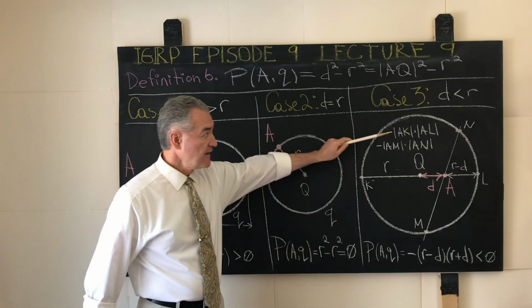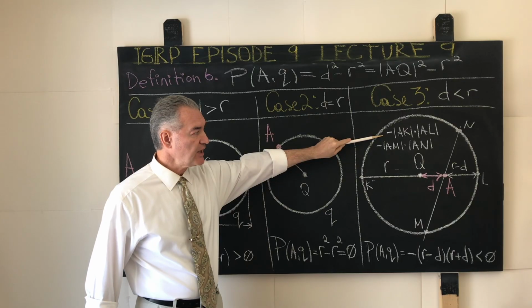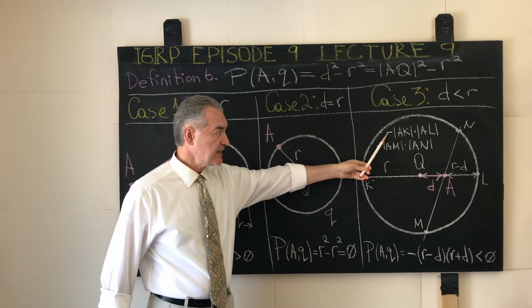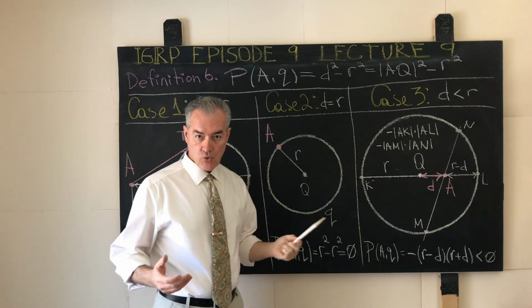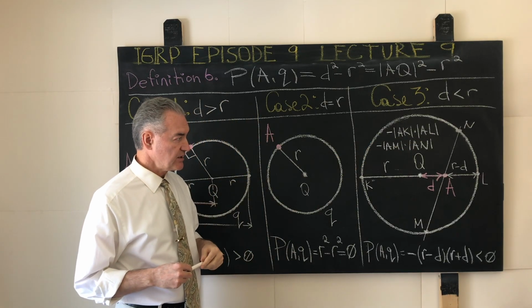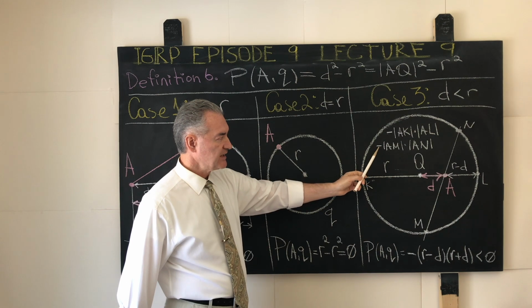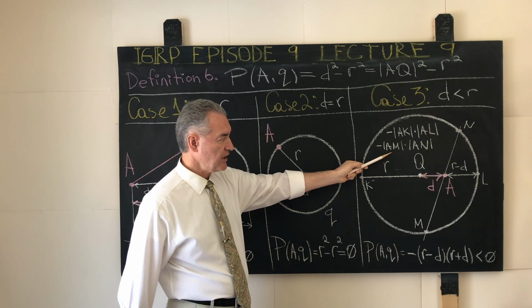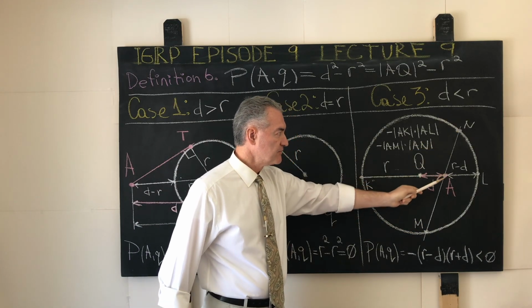And then we can say that the power of the point A with respect to that circle, in this case, when the point A is located strictly inside of that circle, can be represented as a negative sign in front of the product of the distances AK times AL, or due to the intersecting secants theorem, the power of the same point can be represented as the negative product of the distances from the point A to the point M and from the point A to the point N.